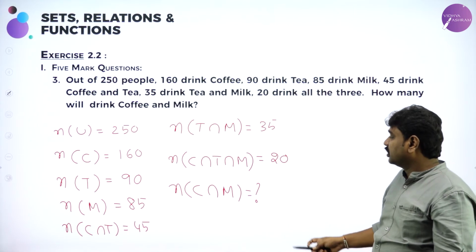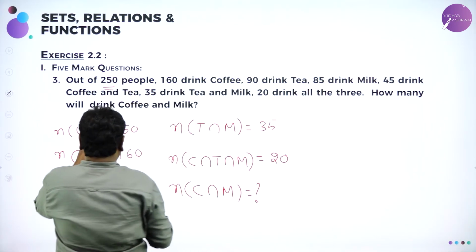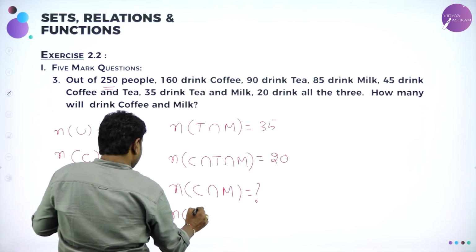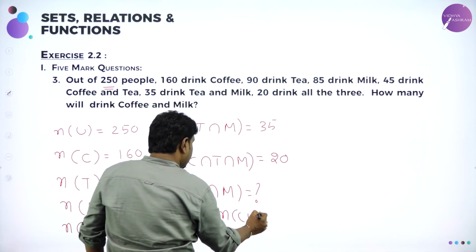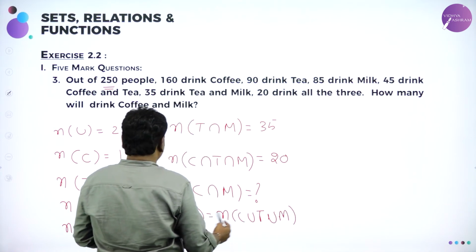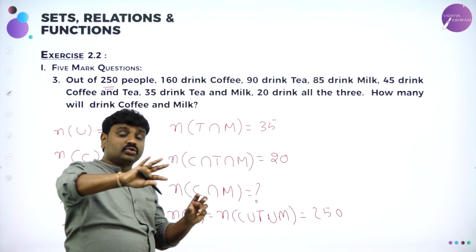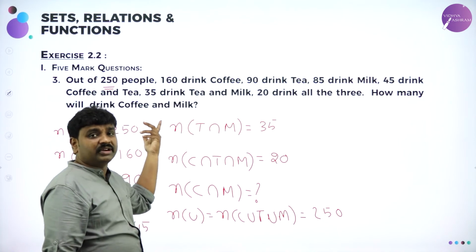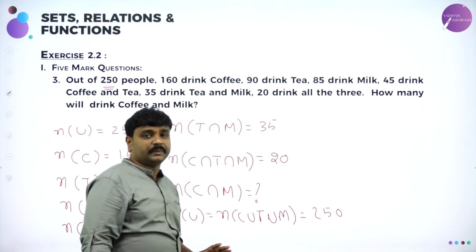So therefore I can take 250, which is itself universal. In this case, n of U is the same as n of C union T union M. My dear students, n of U is what? 250. The union is 250. I need not remove anything. In the last problems we used to remove those who do not take part in any. But here all the people are involved because they have not mentioned anything. So universal itself is C union T union M, that is 250.